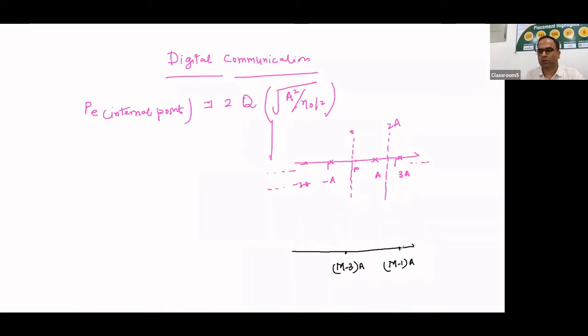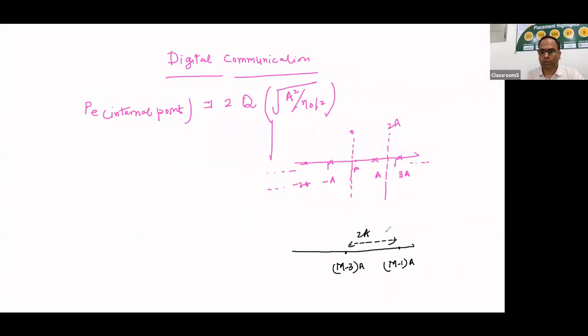And this is the last constellation point because this is M-Array PAM. So in M-Array PAM, the last constellation point will be the Mth point. The amplitude of this Mth point can be represented as M minus 1 into A, because we are starting from 0. So from 0 to M minus 1 into A will be M constellation points. This is the last constellation point, and the previous one can be written as M minus 3A, because the gap between these 2 points should be 2A.